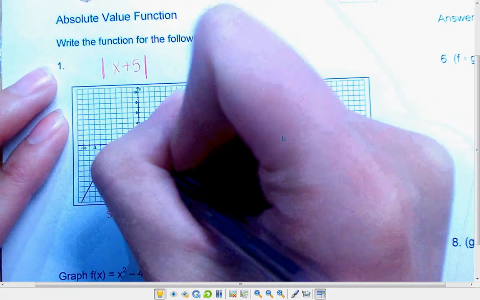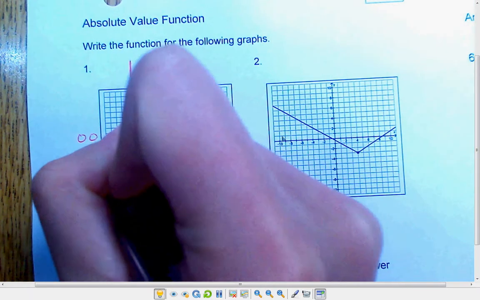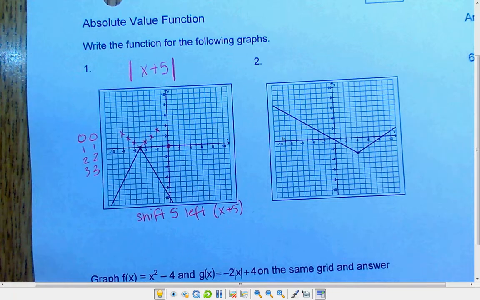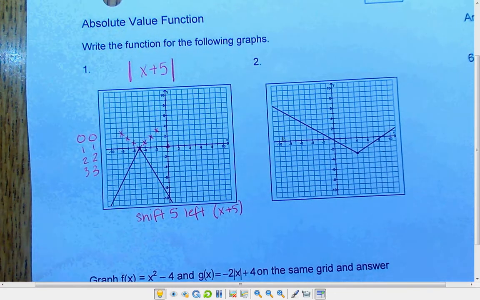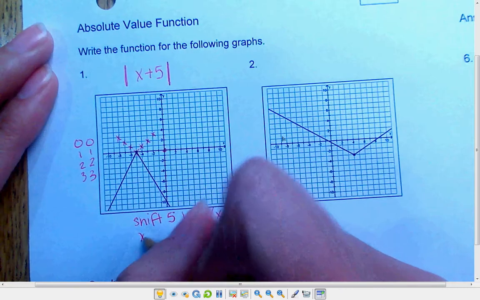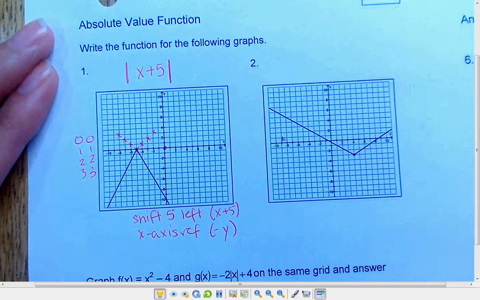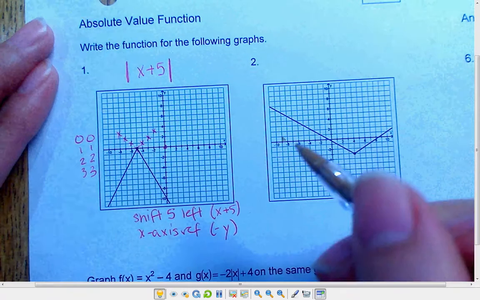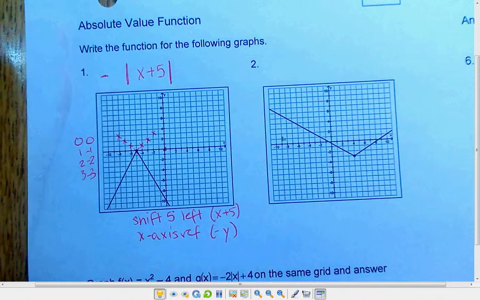Now we're going to pretend that this is my origin and see what has happened from my original. I know my original function is 0, 0, 1, 1, 2, 2, 3, 3. We want to see what has happened to go from this one to the new one. Right away I can already tell this has been reflected across the x-axis. That means my y's have changed signs, so I'm going to have a negative outside of my absolute value. All my y's have changed signs, negative, negative, negative.